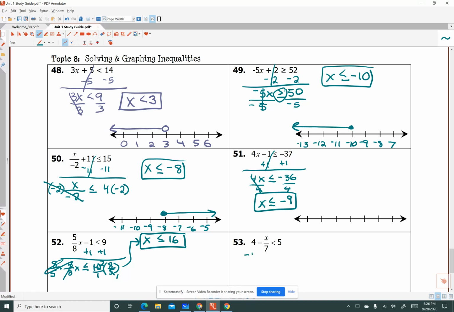Here I have to subtract 4, and that gives me, this cancels, negative x over 7 is less than 1. Now, I'm going to multiply both sides by negative 7. And that gets rid of the negative sign, and because I multiplied by negative 7, the sign flips, which means x is greater than negative 7.